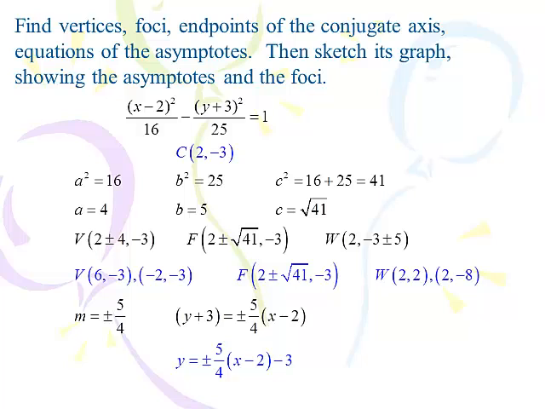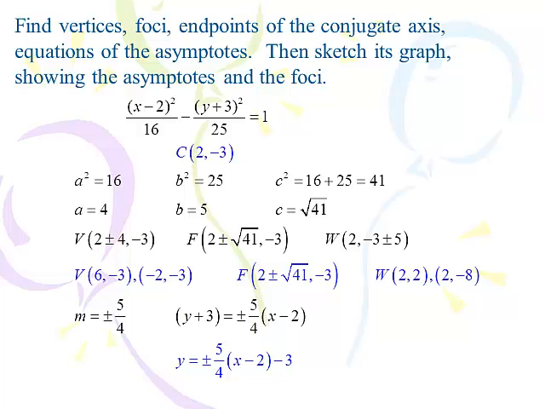So my vertices are going to be at (6, -3) and (-2, -3). To find the foci, we're going to add that c to the x value of the center, so 2 plus or minus square root of 41, comma negative 3. To find the endpoints of the conjugate axis, we're going to go up and down, so you mess with the y from the center. So (2, -3) plus or minus 5 yields (2, 2) and (2, -8).